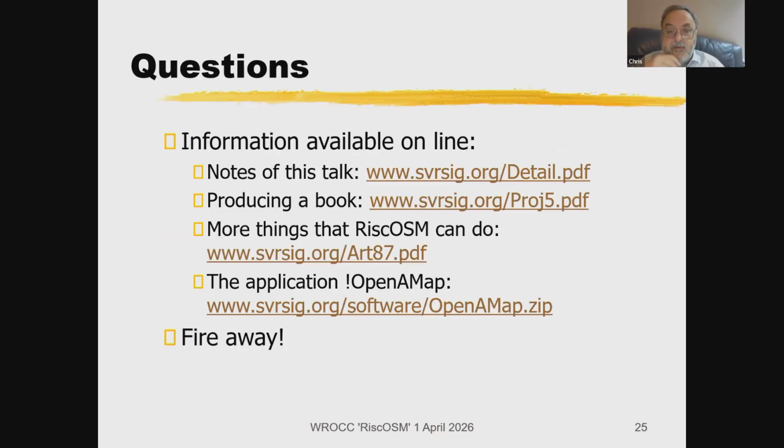So there's some information available online. The notes of this talk I've written up as an 8-page PDF. There's a ridiculously detailed description of how I produce the books online. And there's an article about things that RISC OS can do online, and the application OpenAMap is available online as well at those places.